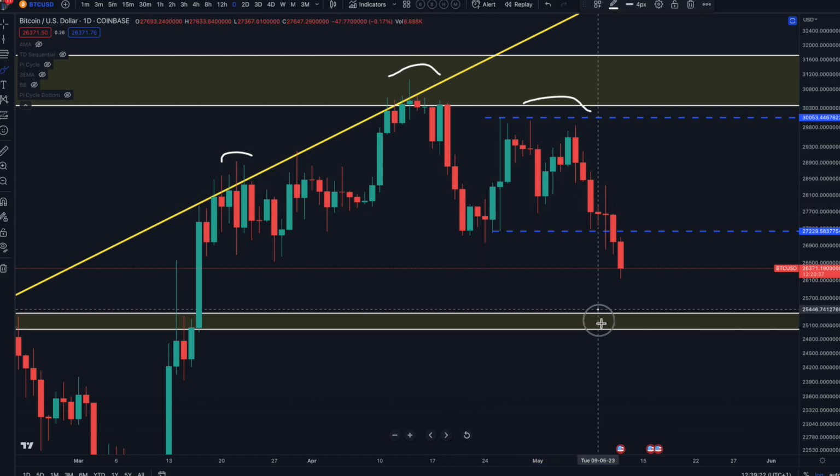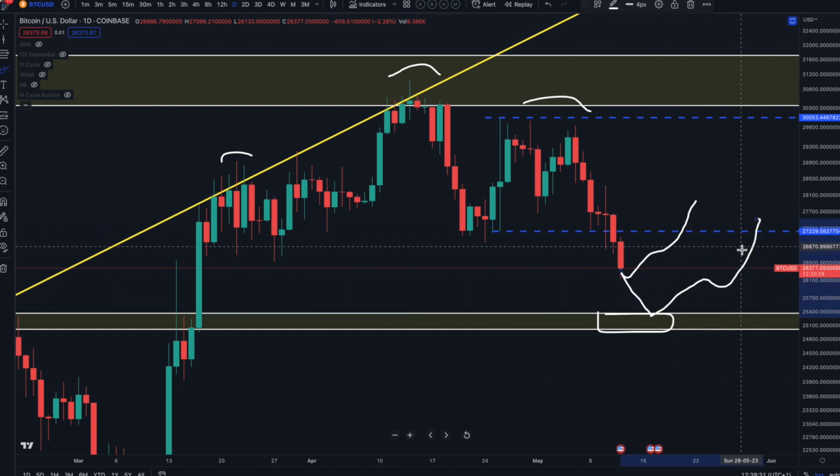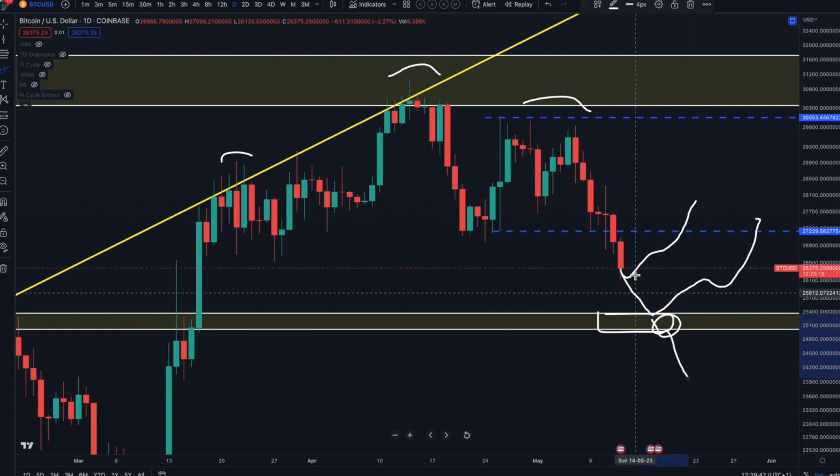Yes, the 25,200 is a natural place, but as we know, Bitcoin can easily turn around from here, or it can go down to the 25,000, and less likely, highly improbable, that we're going to break this level and go much further lower. So really, those are the three possibilities from where we are.